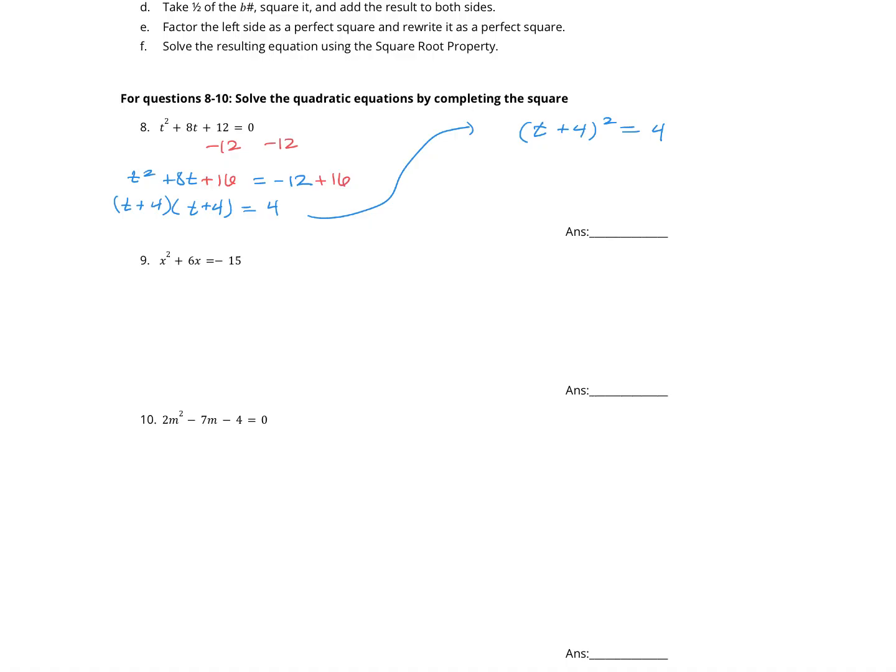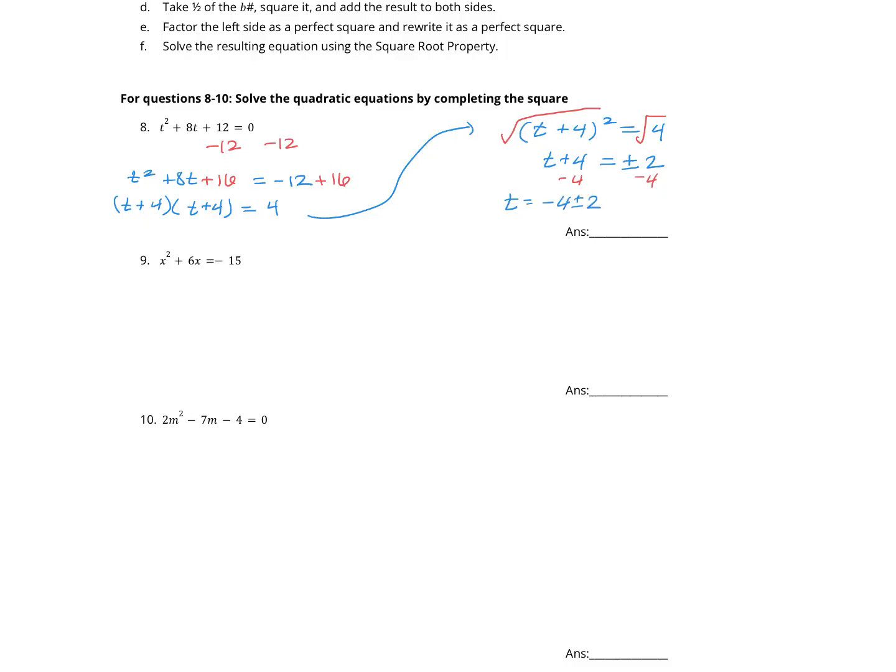We now proceed with the square root property. We square root both sides. Takes us to just t plus 4. The square root of 4, remember, is plus or minus whatever it simplifies down to, which is 2 here. We now subtract 4 from both sides. And t is equal to negative 4 plus or minus 2.